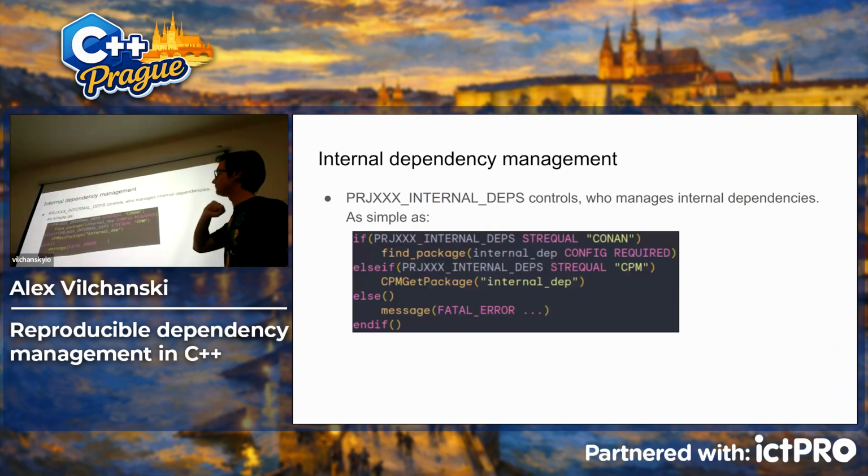Back to dependency management, specifically internal dependency management. As I said, you can choose whether to use Conan or CPM, and it is as simple as just an if, where you either call find package. As I said, Conan will interject your find package call, or let me specify.